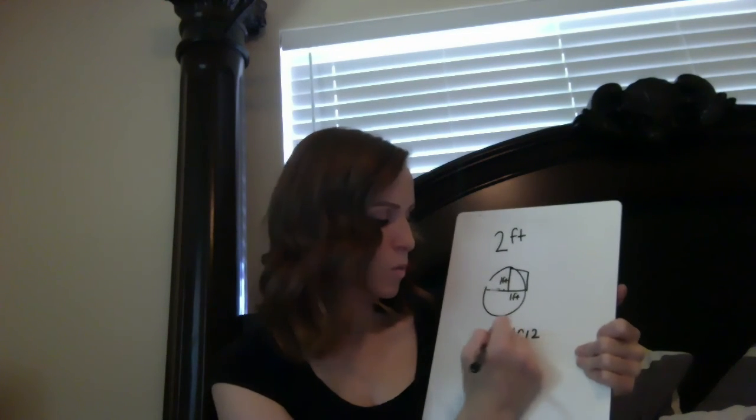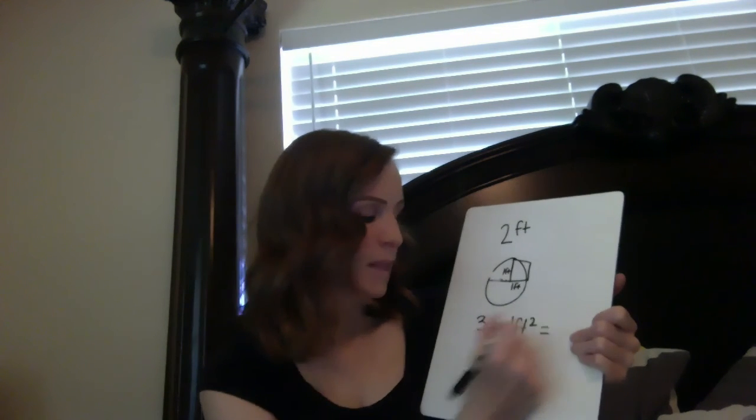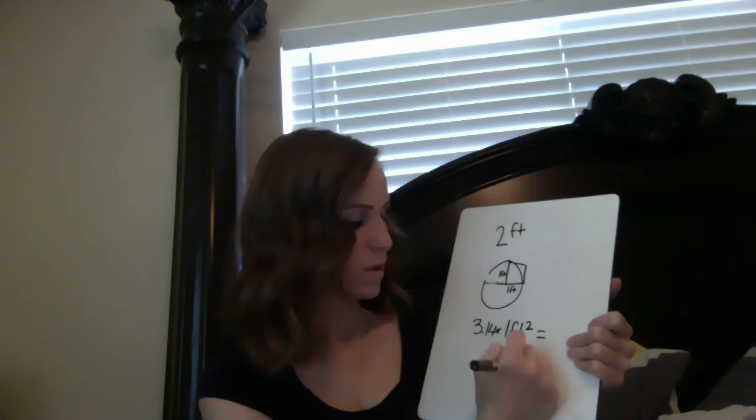So if they say the diameter is 2 feet, that's telling us that all the way across is 2 feet. So what is half of 2 feet? 1 foot. So 1 foot times 1 foot equals 1 foot squared. 1 foot squared times 3.14, because we always multiply by pi, equals 3.14 feet squared.